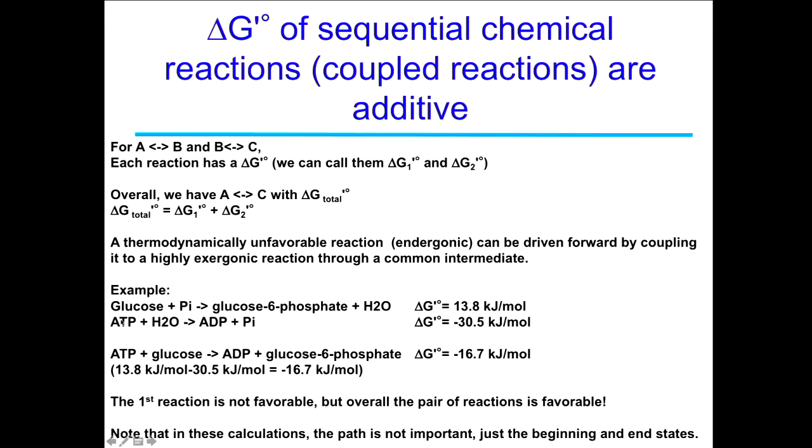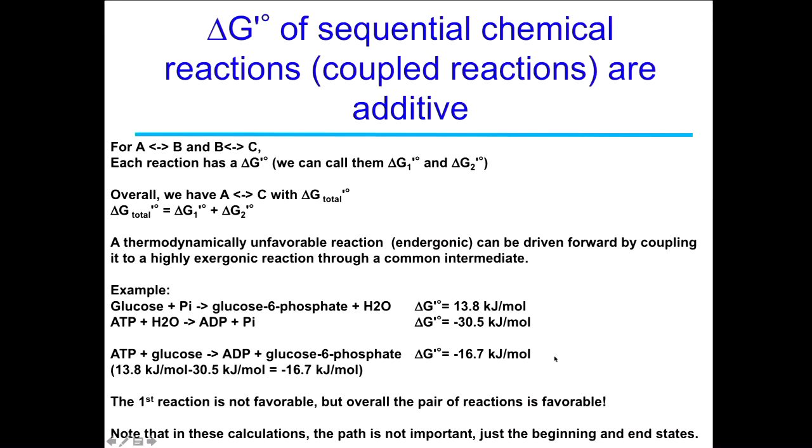But look over here, if we take this molecule called ATP and chop off one of its phosphoryl groups, hydrolyze it, ATP to ADP and Pi, that's actually very favorable thermodynamically, negative 30.5 kilojoules per mole. So let's link those together. Let's take ATP and glucose, and end up with ADP and our glucose 6-phosphate. We just add those two together, and overall, delta G prime 0 is negative 16.7 kilojoules per mole.